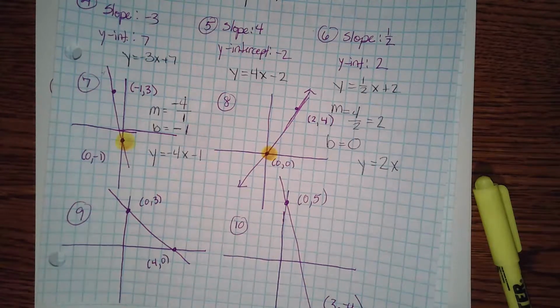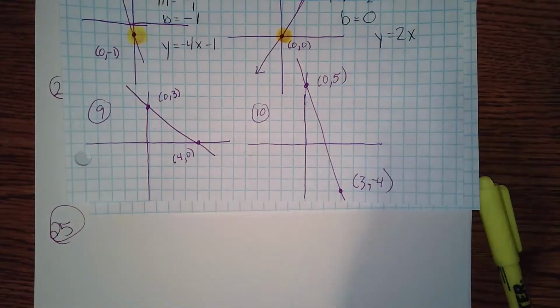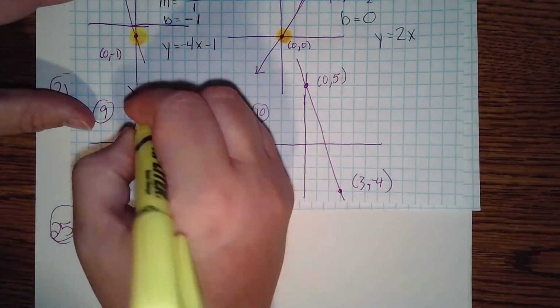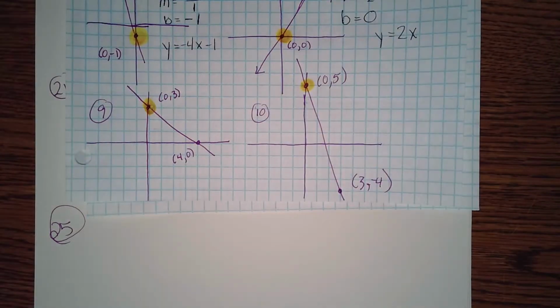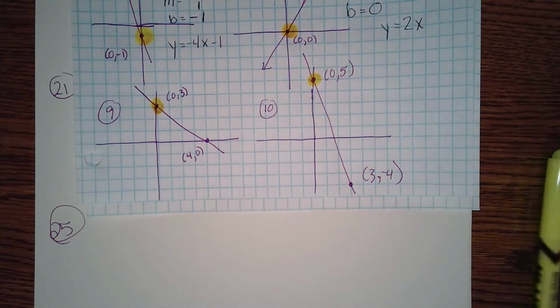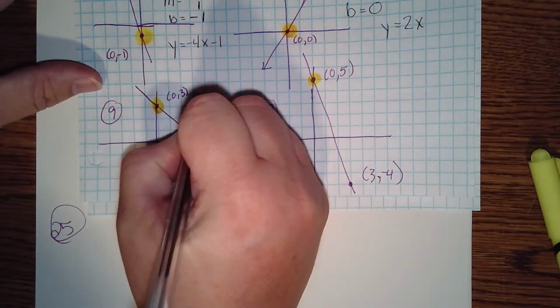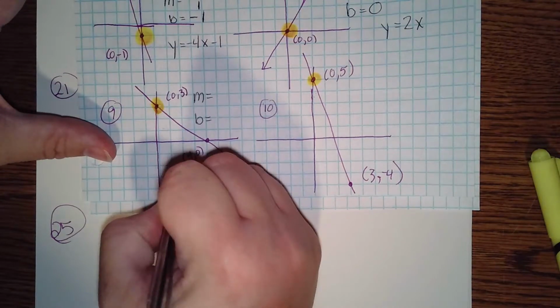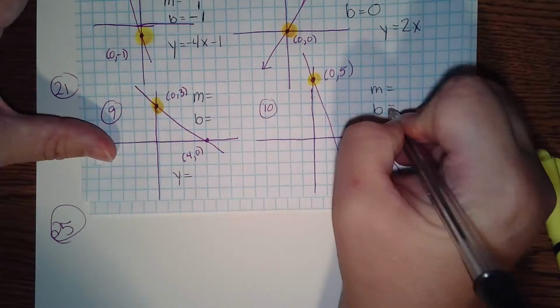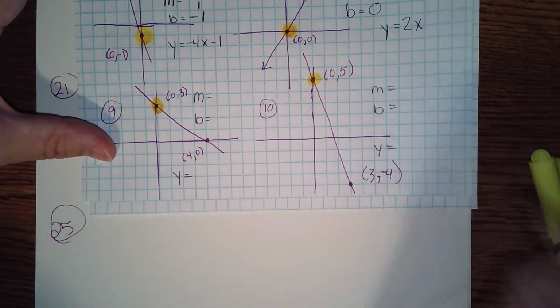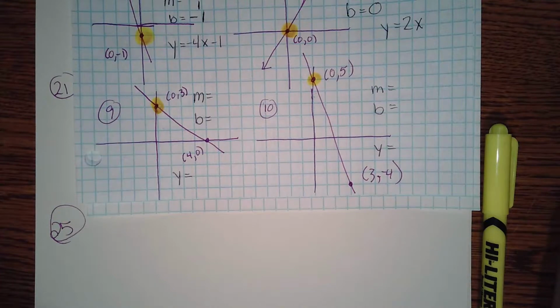All right, are you feeling confident? Let's try number 9. So I'm going to go ahead and highlight this for you. So there's 9s and there's 10s. I want you to try to get the y-intercept and then tell me what slope is and then write the equation. So I should have an m equals, a b equals, and then my equation y equals. Same thing here. M, b, and a y equals. All right, let's pause the video and let's see what you get.